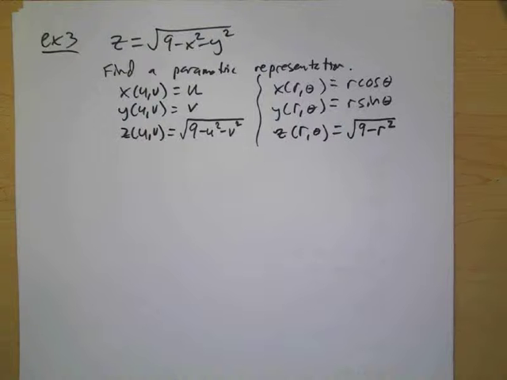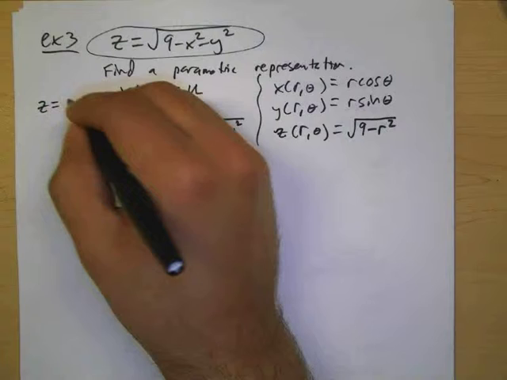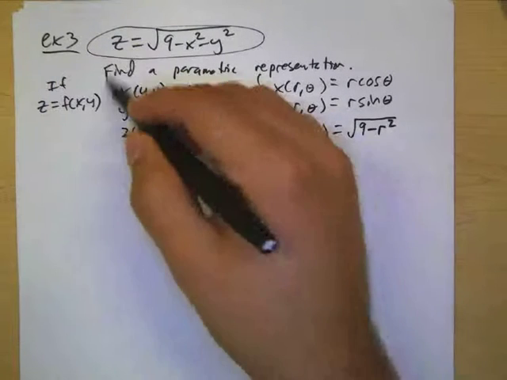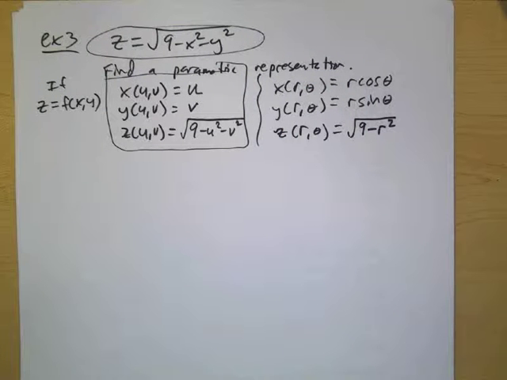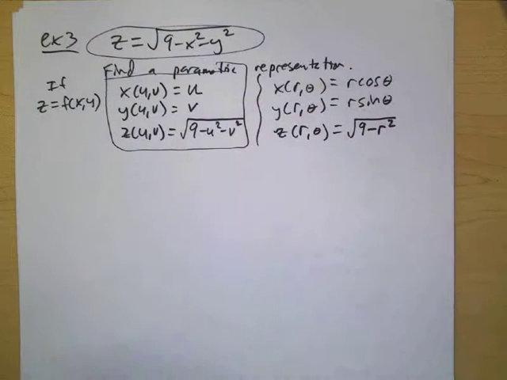I'm just showing a few of the options, but in general, as long as you have z equals f of x, y, you can pretty much stick to something like this, where you can let x be u, y be v, and then z would just be whatever you get when you plug in u and v for x and y.